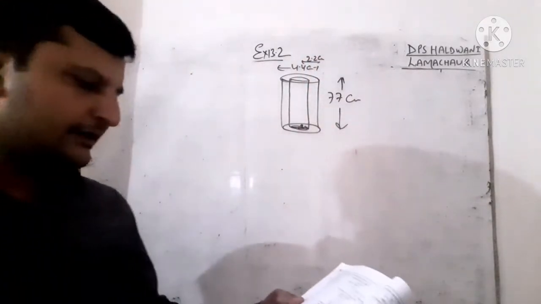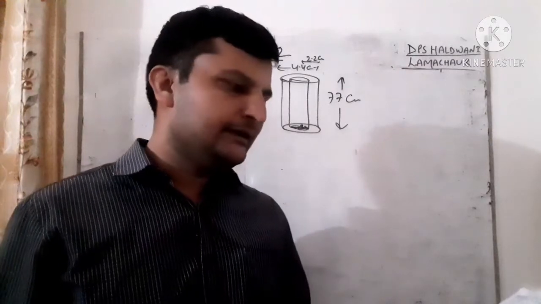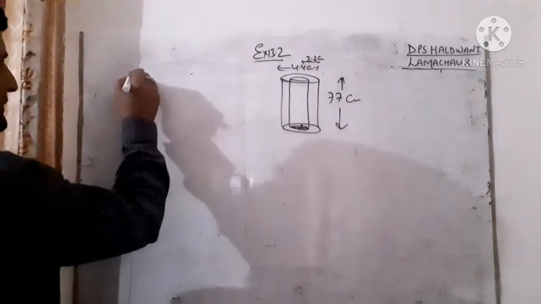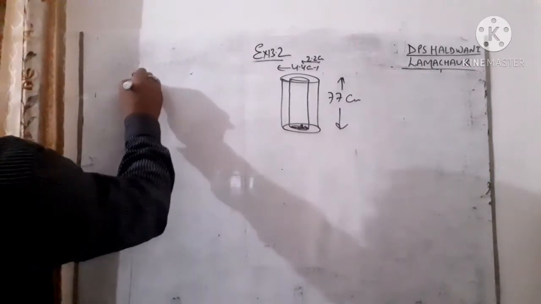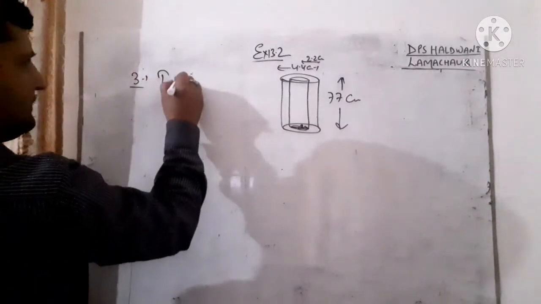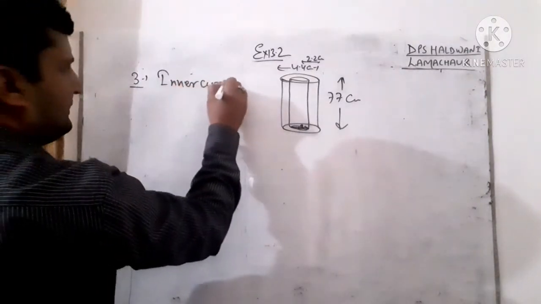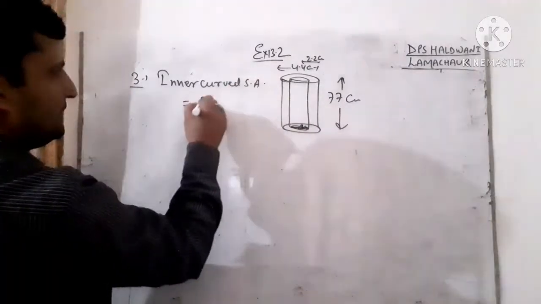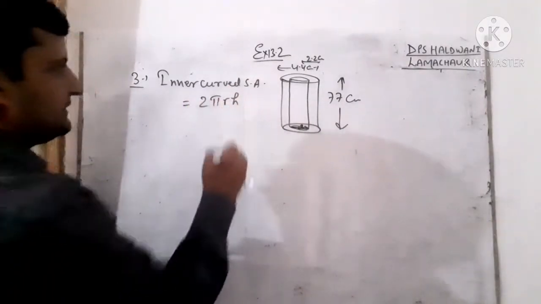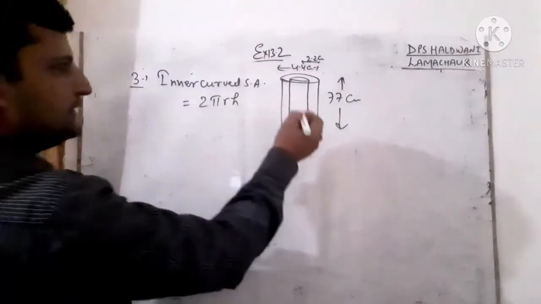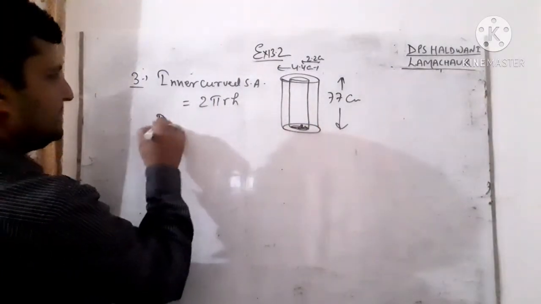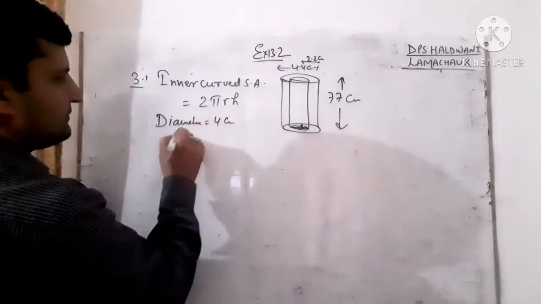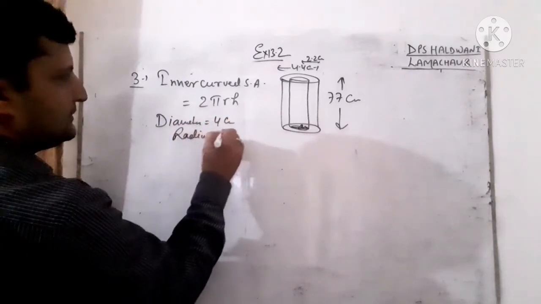So student, what we have to find? We have to find the inner curved surface area. Inner means this one. This is question number 3. So inner curved surface area, we can write 2 pi r h. So student, how can we find 2 pi r h? Here we can write, diameter is given, that is equal to 4 centimeter. So radius will be 2 centimeter.